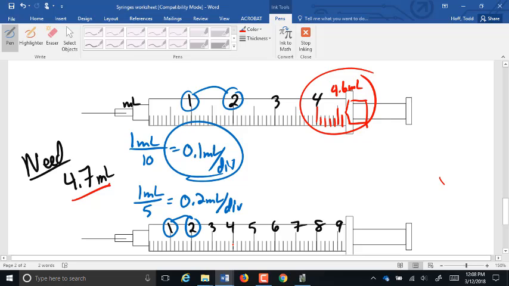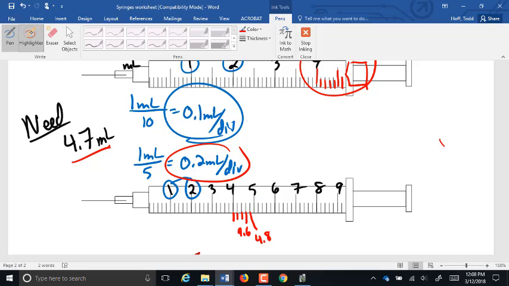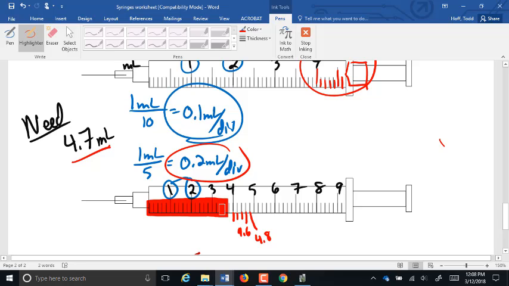So this one down here is 0.2 per division. This is 4, 4.2, 4.4, 4.6, and 4.8. We would be between those two markings. So we would have to try to be careful to fill that up to about halfway between those markings. I didn't do a very good job there, but you guys get the idea. Oops, I didn't go far enough, in fact.